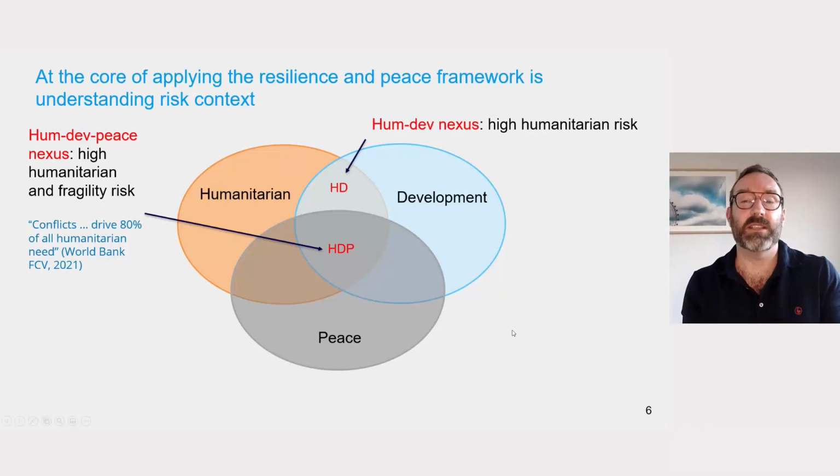The next is the humanitarian development nexus. This is where there's a high humanitarian risk, but not necessarily a high fragility risk. And so the peace actors may not need to be involved.